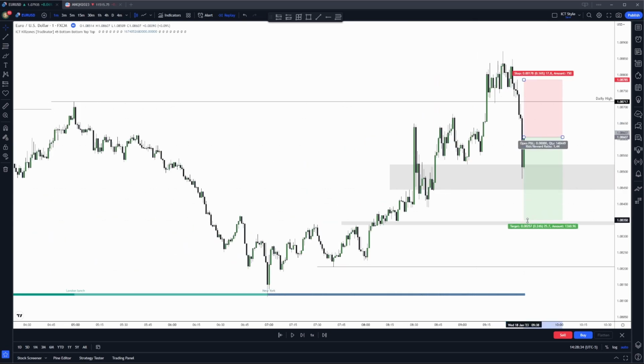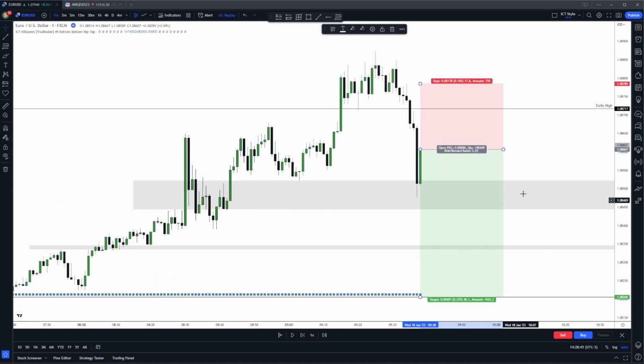And now, of course, for targets, it's a lot more difficult, right? A lot more difficult to decide what exactly we are going to target. So what I decided was to actually target this low.